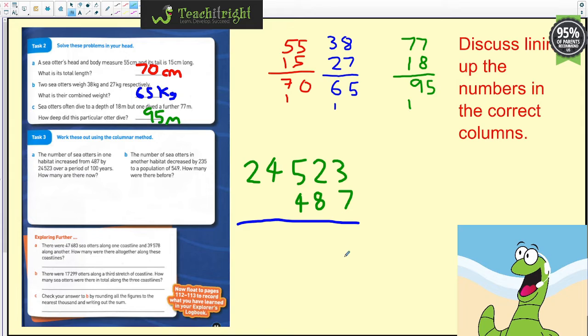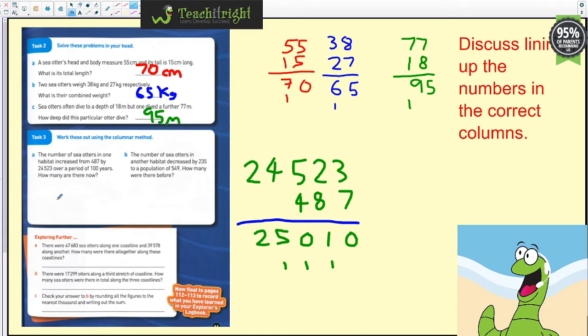So 3 and 7 gives us 10. We've then got 2 plus 8 plus the 1 we carried, which is 11. So 11, carry the 1, write the 0. We've then got 5 plus 4 plus 1 gives us 10. So carry the 1, write the 0. And now we've got 4 plus the 1 is 5, giving 5,002.